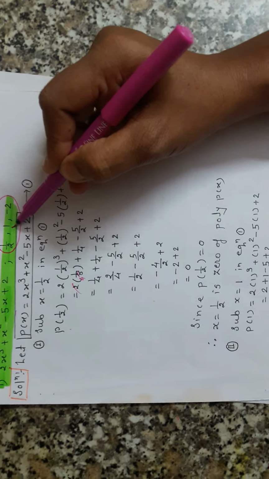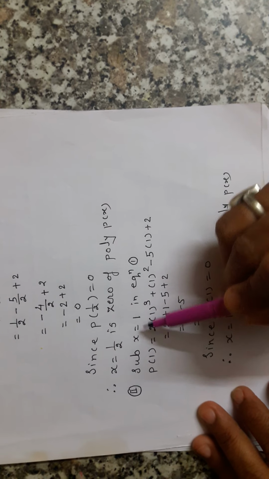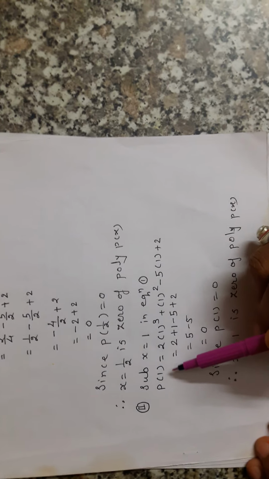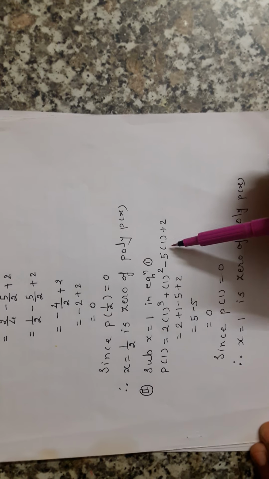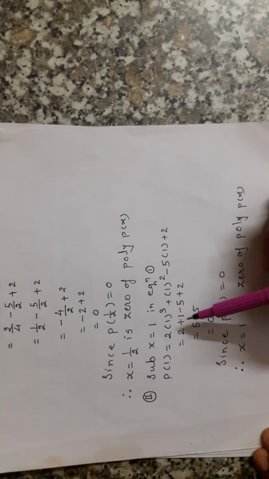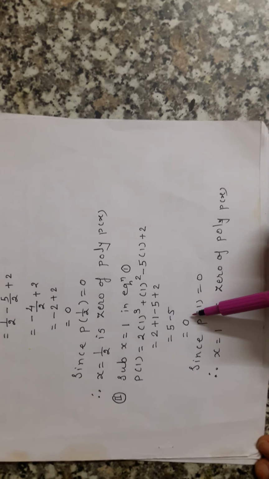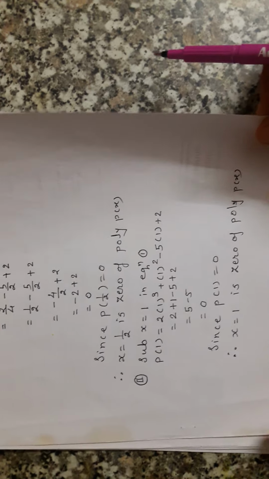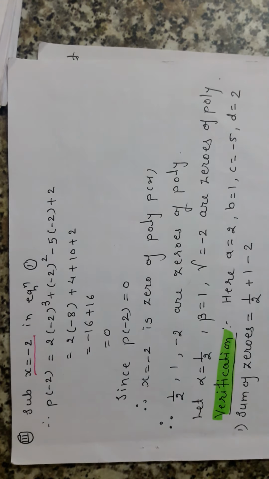Second zero they have given is 1. That's why we will replace x by 1 in equation 1. P of 1 is equal to 2 into 1 cube plus 1 square minus 5 into 1 plus 2. After doing this, we got p of 1 equal to 0. Since p of 1 is equal to 0, therefore x is equal to 1 is a zero of the polynomial p of x.